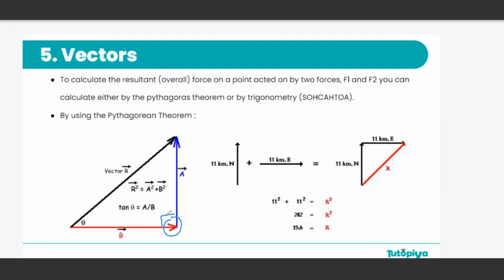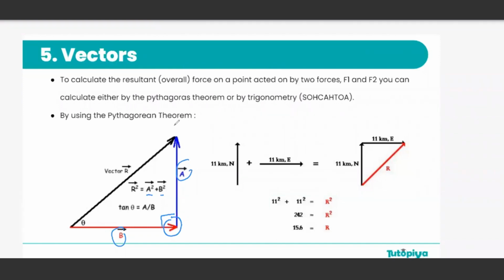Now, to use this method, you don't really have to draw this to scale. What you need to know is the magnitude of these forces. Using the Pythagorean theorem, the two sides which belong to the right angle, if you square them and add them together, this is equal to the square of the other side of the triangle. In this case, the resultant vector is always represented by the hypotenuse of the triangle.